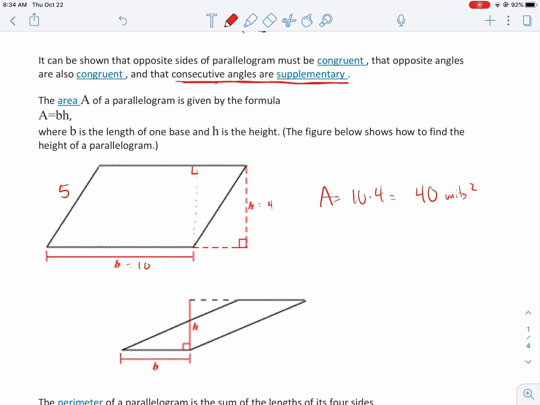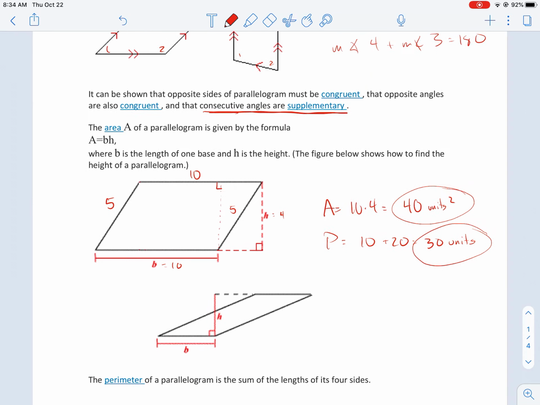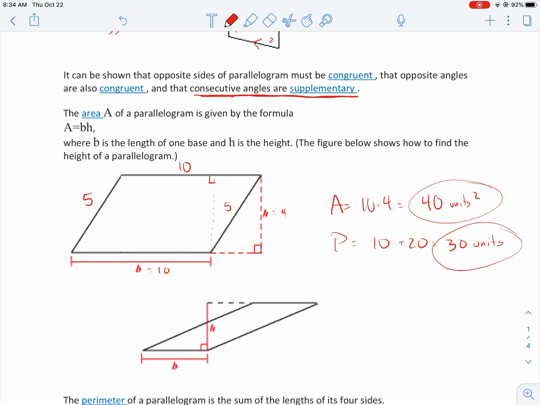parallelogram. Now, if we wanted to find the perimeter, perimeter is the same as finding the perimeter of rectangles and squares, right? So we would go 5 plus 5, which is 10, 10 plus 10, which is 20, and we would get 30 units, not units squared, okay? In this case, we could find our perimeter as long as they give us the length of one of those diagonals, right? Sometimes we're not going to be able to find the perimeter based off of what information they give us, all right? And so you'll see what I mean when I get down to the problems below.